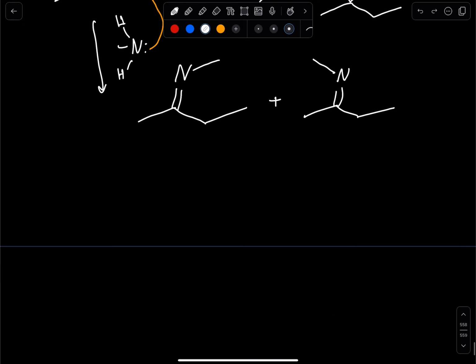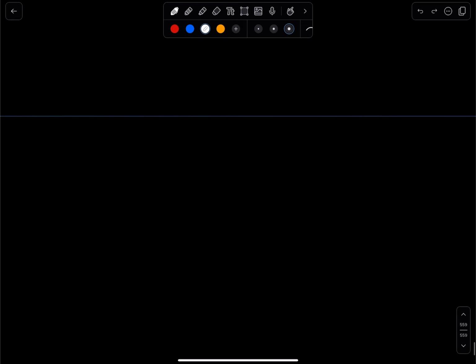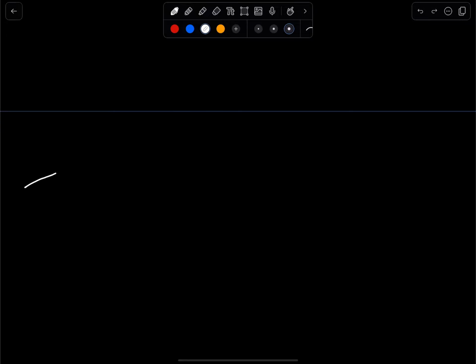So let's do another example problem of this where we take an aldehyde and react it with an ethyl primary amine.